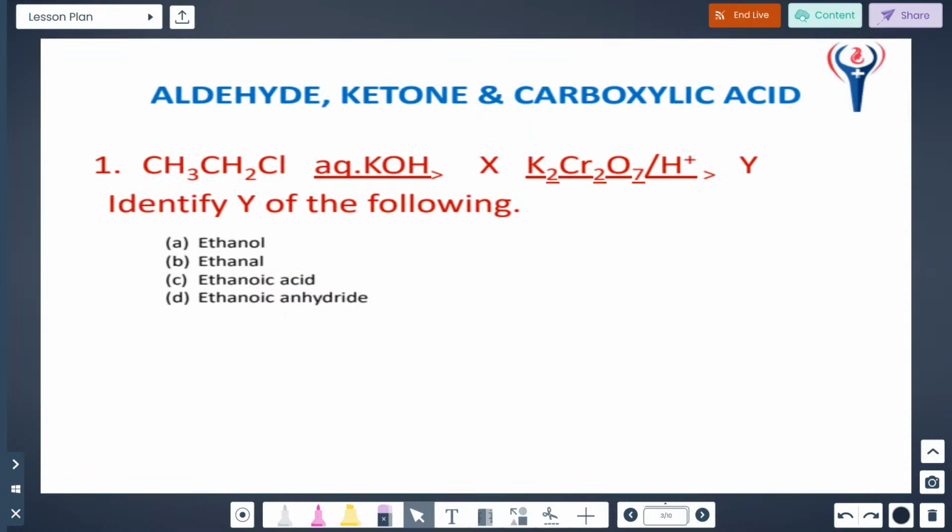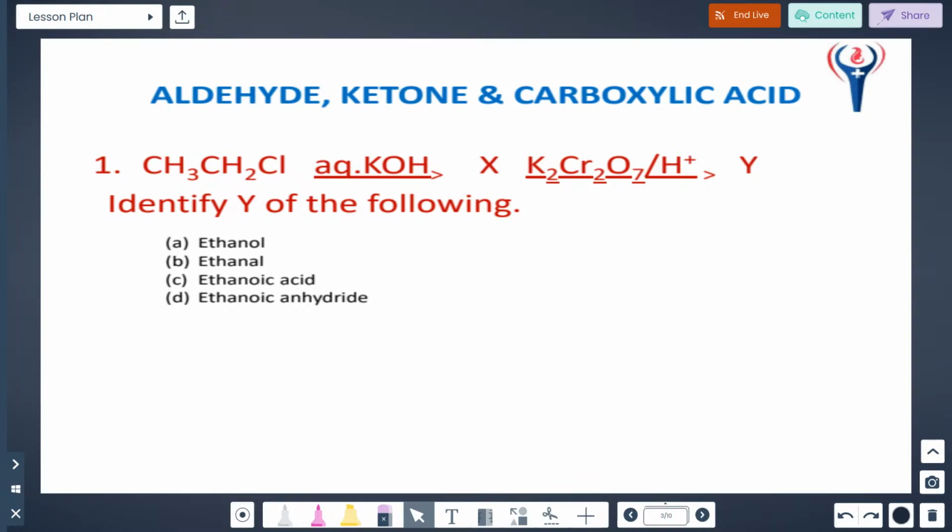Very simple one. CH3CH2Cl with aqueous KOH gives X. Then again there is an oxidizing agent, so X on oxidation gives Y. Identify Y from the following. They are asking only Y. See, ethyl chloride reacts with aqueous KOH.